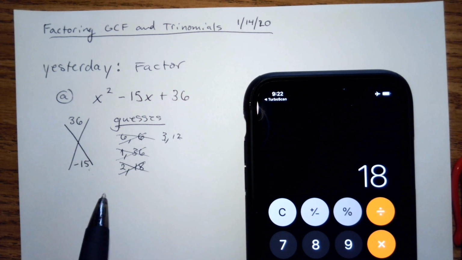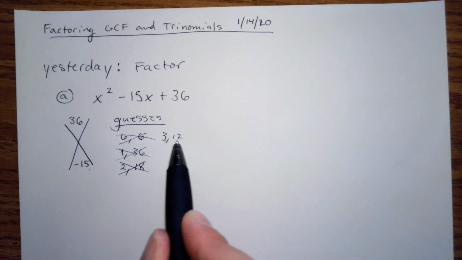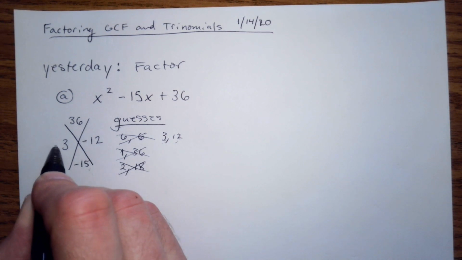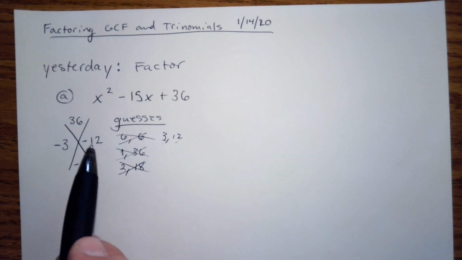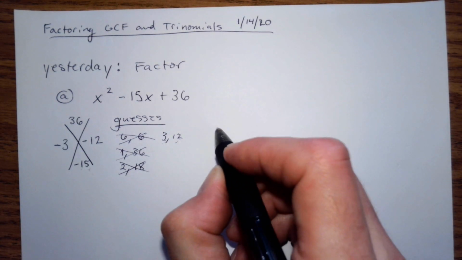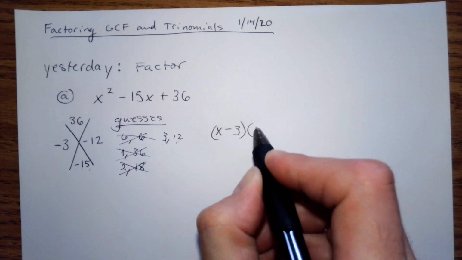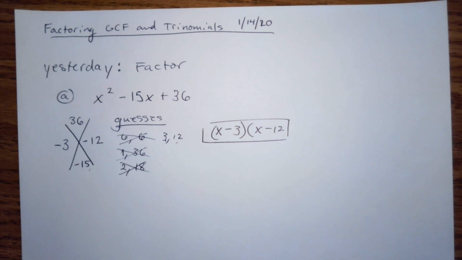Do we see the guessing process for that? And then you could just use your calculator by dividing or whatever. So I have 3 and 12. That works, except I need both of them to be negative. Because when I add them together and they're both negative, I get a negative 15. And when I multiply two negatives, I get a positive 36. So that works out. And then the shortcut is just to write x minus 3 and x minus 12. So that was that one.